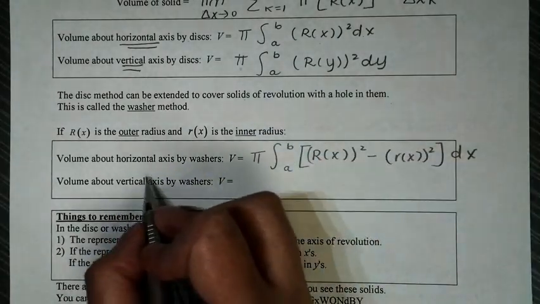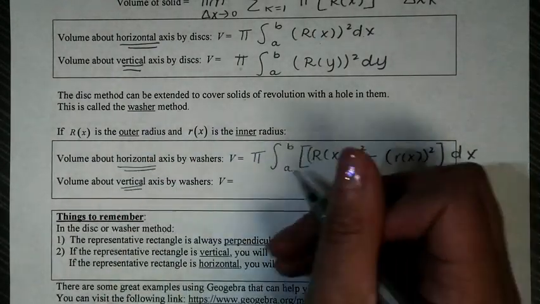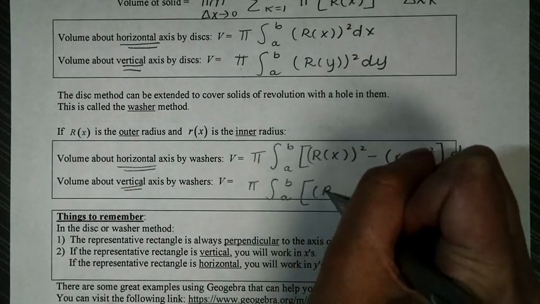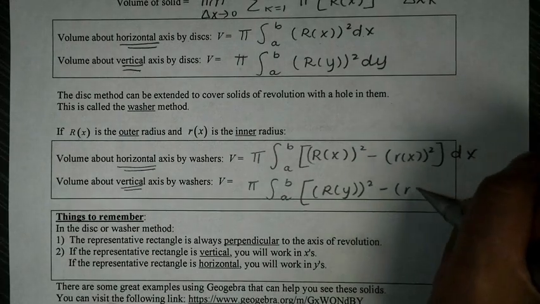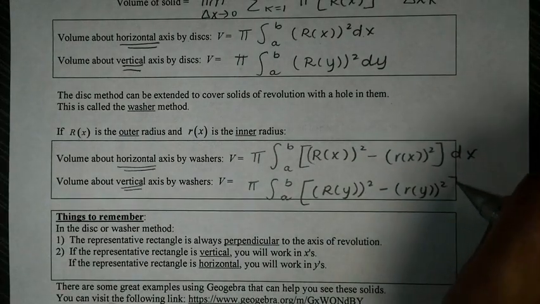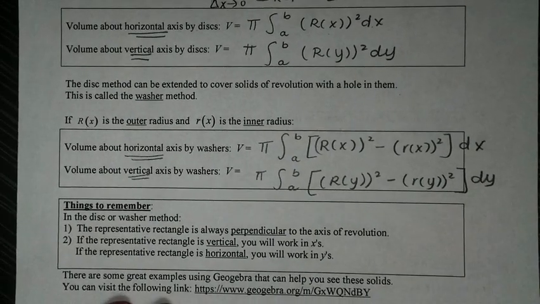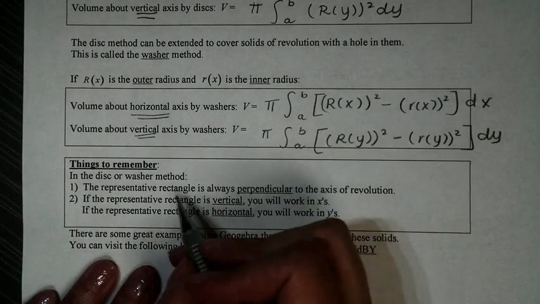As you can see, horizontal axis, again, you're working with x's. If you have the vertical axis in this situation, you are going to be working with y's. So what you have here is big R squared minus little r squared, and then you have dy. Do you see the difference here? So there are several things that you need to remember, to have all these formulas handy so you can use them without even memorizing them, just by remembering what they mean.